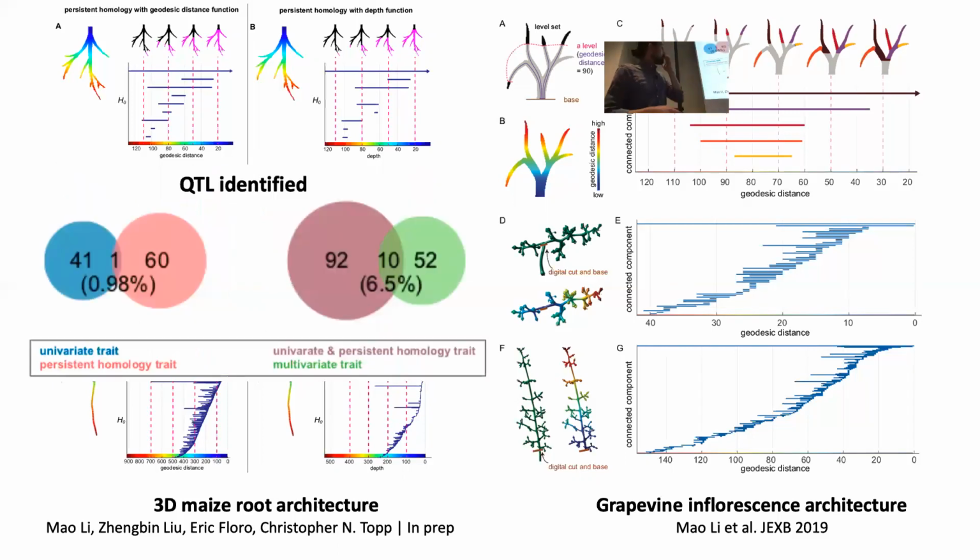And so, for example, we found in this maize root study that if we take our persistent homology traits and we take that list of things I showed you with the spinning 3D root, we find 42 QTLs with these univariate traits, but when we take persistent homology, we find an additional 60 that we didn't find with the univariate. And if we take the univariate and persistent homology, and we take all these univariate and do a multivariate analysis, again, we get some overlap, but not much. I actually expected we would get more, but we didn't.